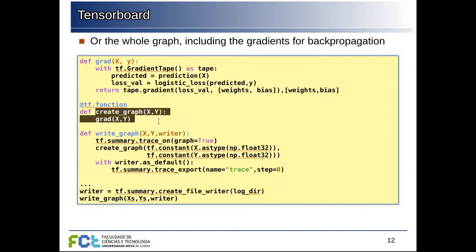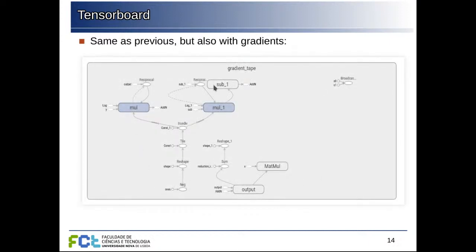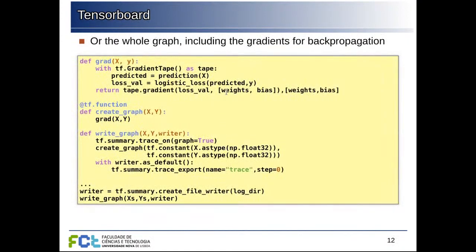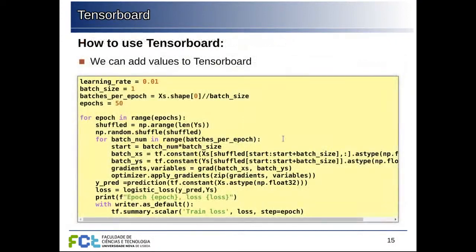So if in the create graph function we call the grad function like this, this autograph from TensorFlow will track all these computations, including the ones done by gradient tape, and will put them all in the graph. So in the graph we will have the same thing as previously, all these computations, but these will also be connected to the gradient computation. So these are all the derivatives that gradient tape created in order to allow us to compute the derivatives with respect to the weights and the biases there. So this is the complete computation graph that we have for training our network.